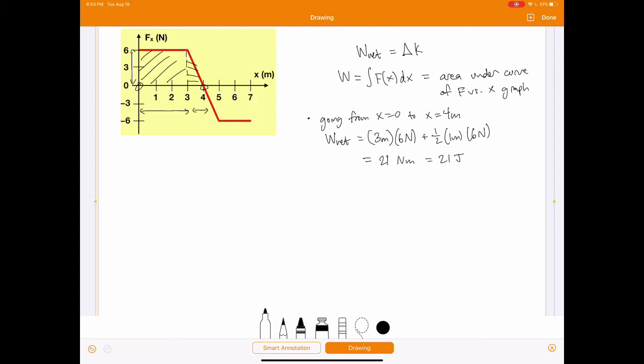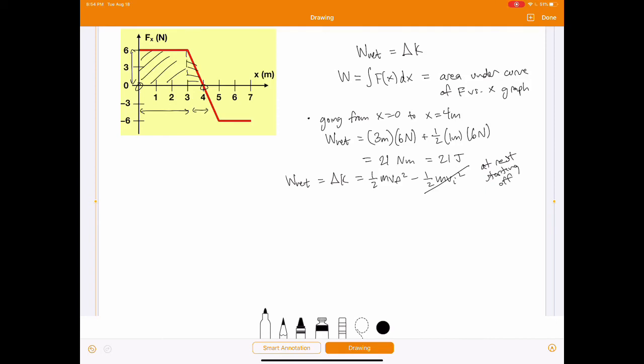So now, if we apply the work energy theorem that says W net is equal to delta K, well, delta K, as always, is 1/2 m v final squared, final kinetic energy, minus 1/2 m v initial squared. But here's the thing, at the start of the motion, at x equals 0, we know that the object is at rest. So we can set the initial kinetic energy to 0, because it's at rest starting off.